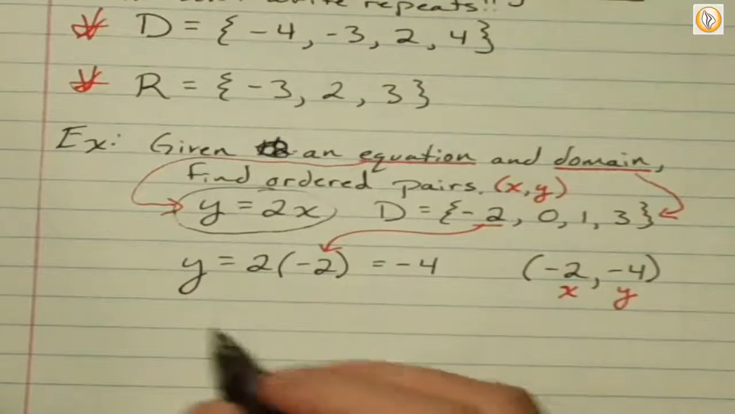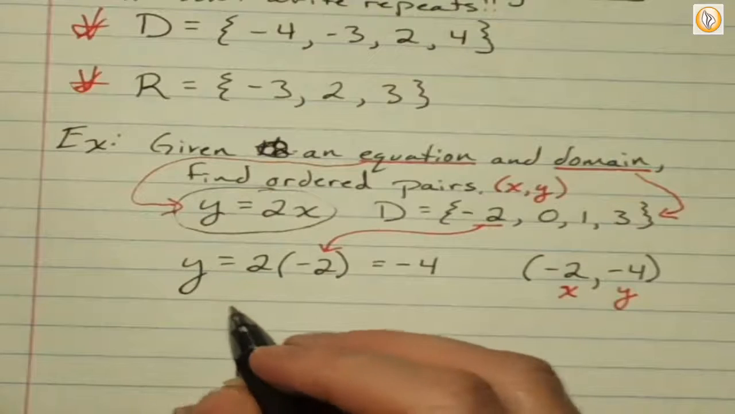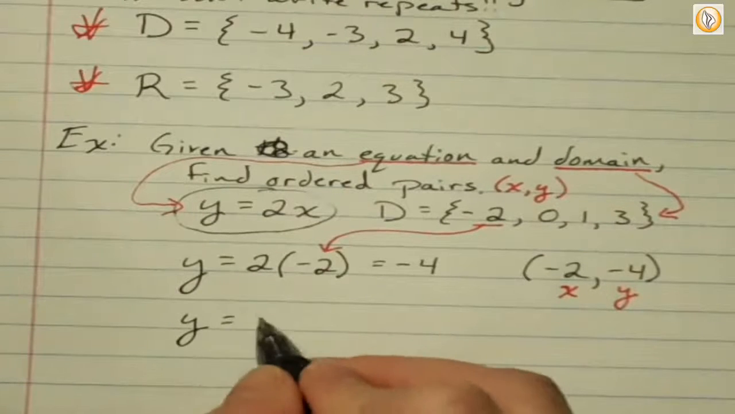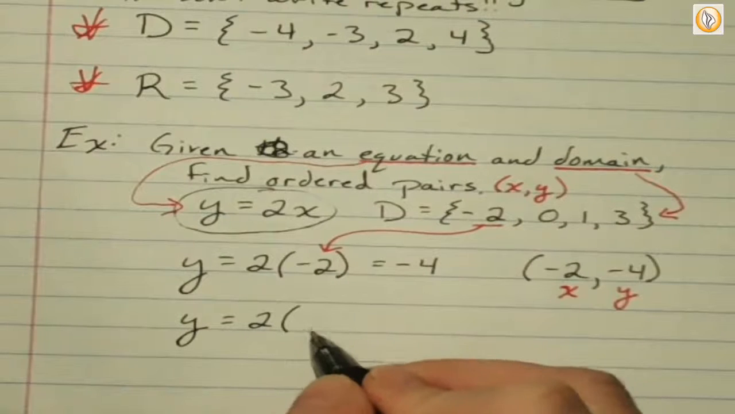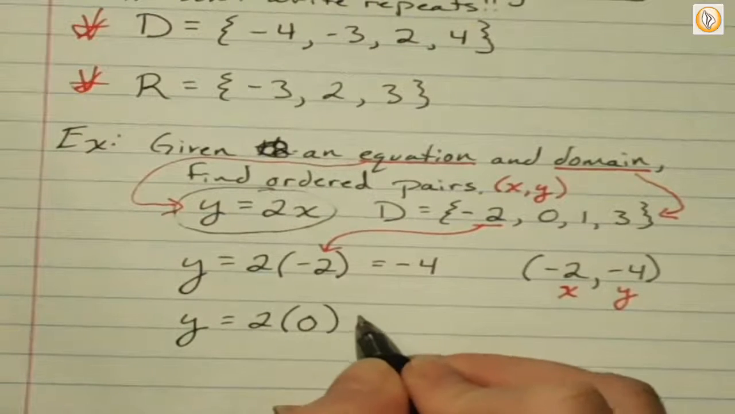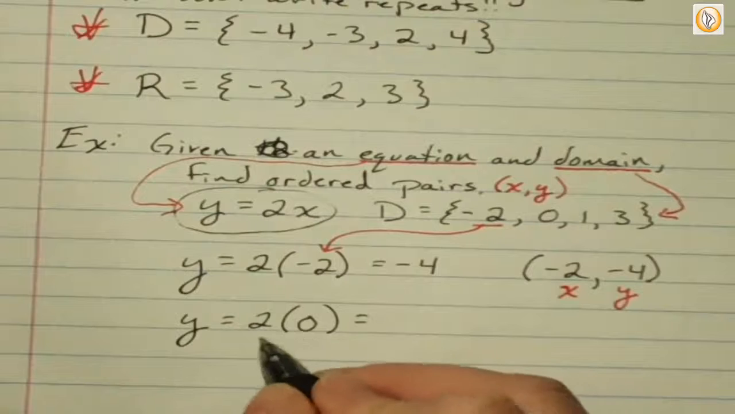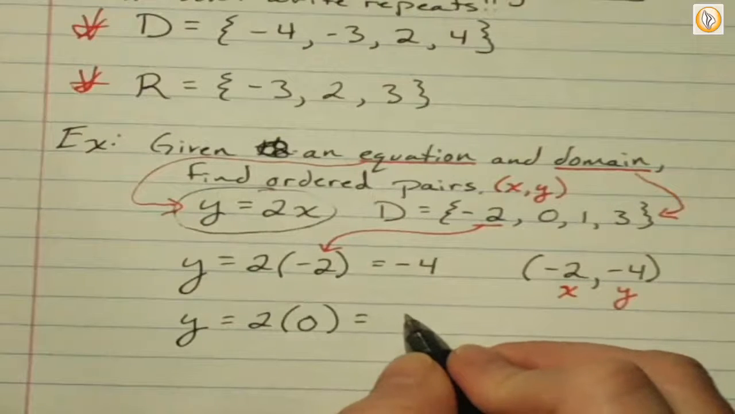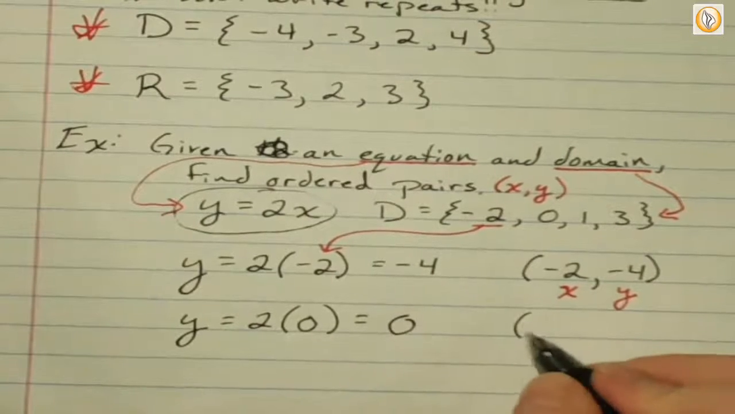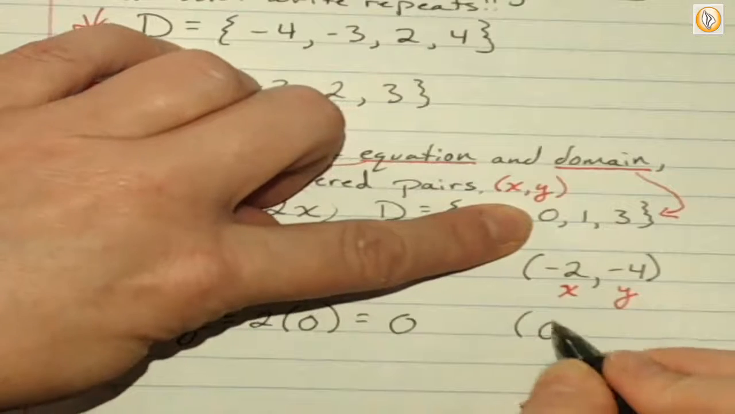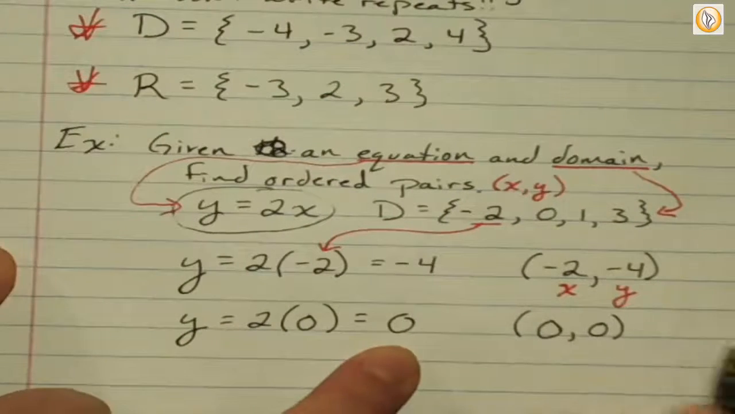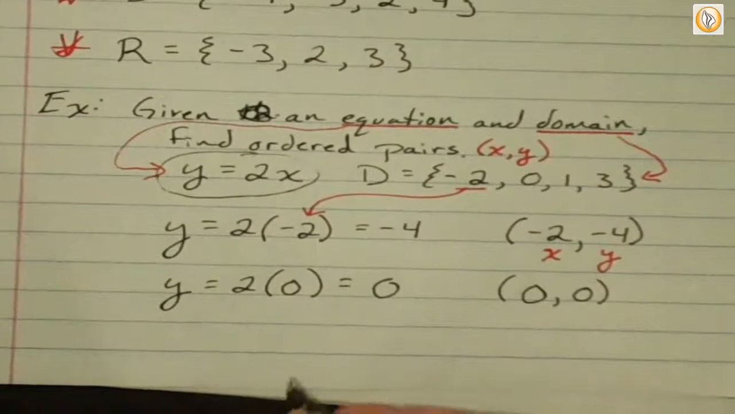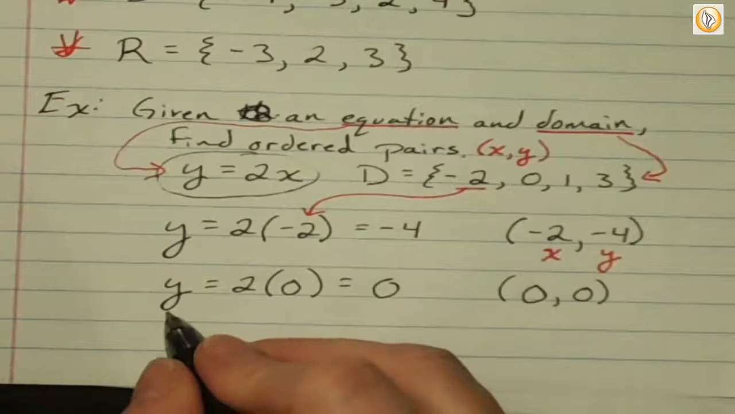Okay, any questions before I move on? You said the domain is x's? Yeah. So what would I put this time? 0. Kelly, do you see that? So 2 times 0 is 0. So then my x is 0 and my y is 0. Looks like a face, like an owl. Okay, let's do the next one.